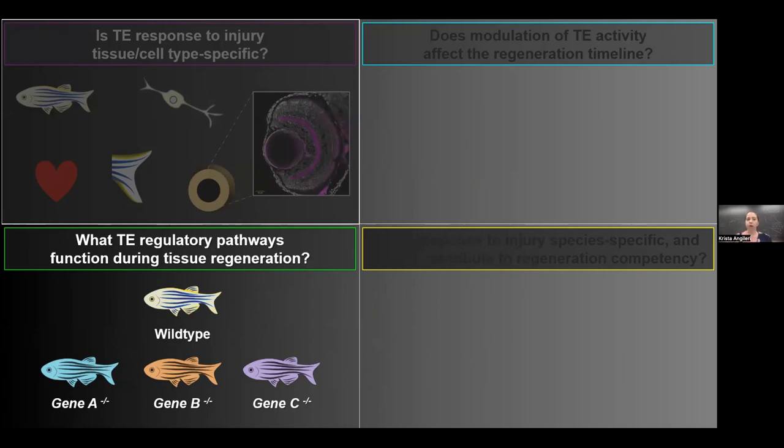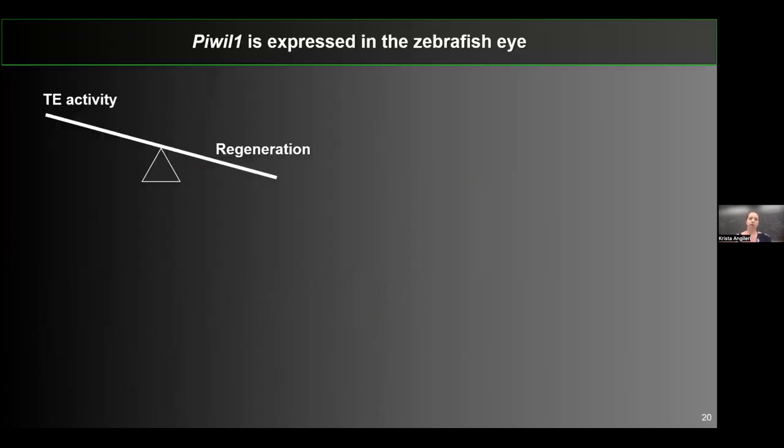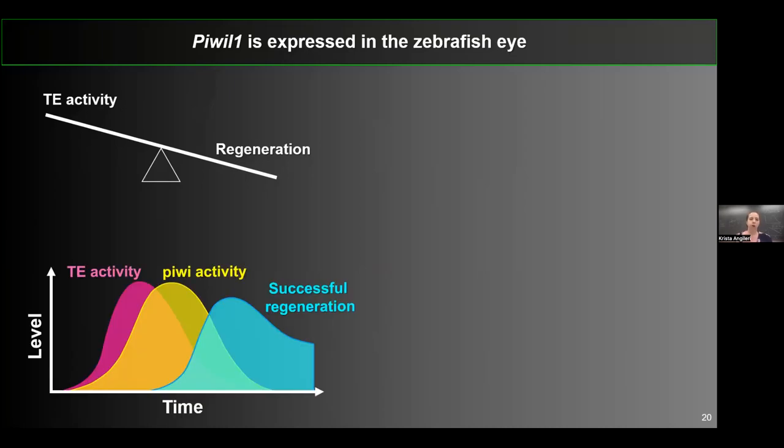So part of what I'm working on right now is to actually start assessing this mechanistically using first some genetic mutants. So with the first question, if we come back to our general hypothesis that transposons are expressed and potentially causing damage during regeneration, we would expect that increased levels of transposon activity would impede regeneration. So such that your host must increase potentially PIWI activity or another compensatory mechanism to downregulate transposons and allow for regeneration to proceed successfully.